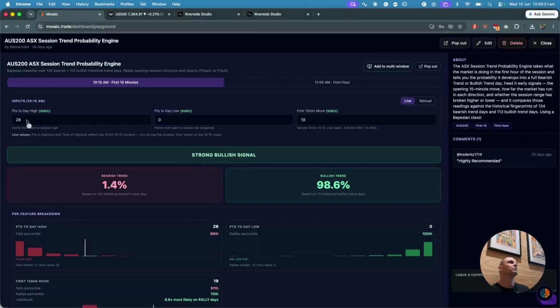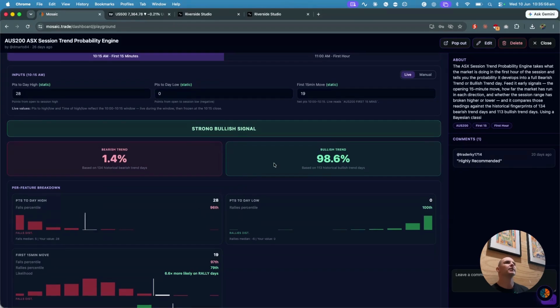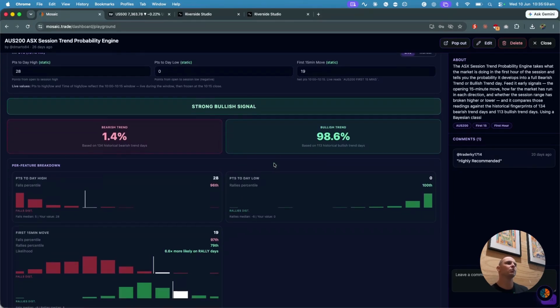we've rallied 28 points to highs directly from open, and then that first 15-minute move is up significantly at 19 points. So for me, going back a step, what's behind this is essentially every trend day higher and lower, points to high, points to low, first 15-minute move, first hour move. And what this does is crunch the numbers and go, okay, based on all of those trend moves in the past, what does today most look like? What does it represent?